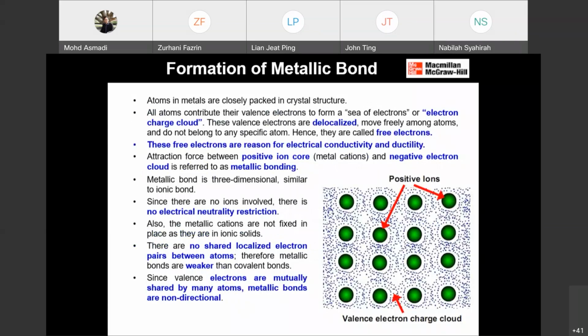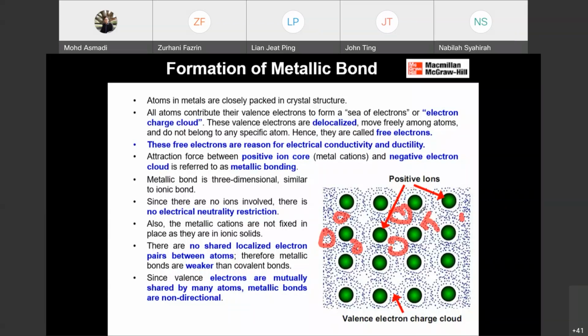So the formation of metallic bond: closely packed in crystal structure. All atoms contribute their valence electrons to form a sea of electrons, a cloud of electrons, an electron charge cloud. This is delocalized, moving, same like resonance. It moves freely among atoms and does not belong to any specific atom. We call this free electrons.